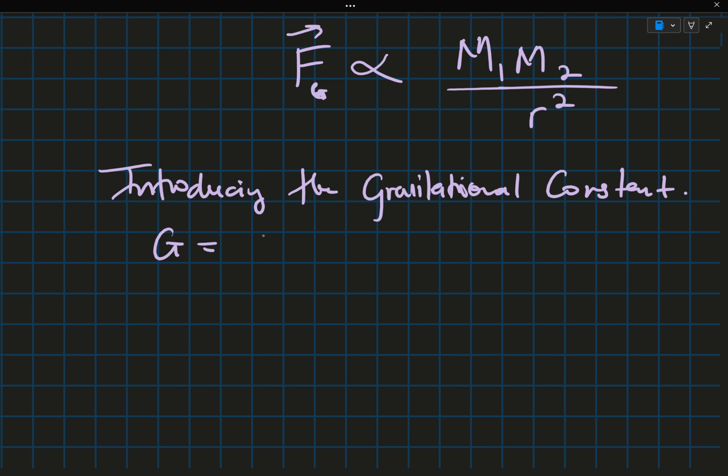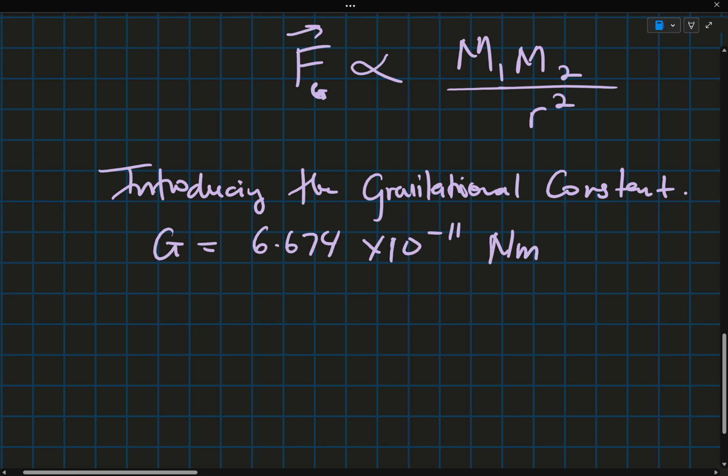Remember, G is equal to 6.674 times 10 to the negative 11th power Newton meters squared per kilogram squared.